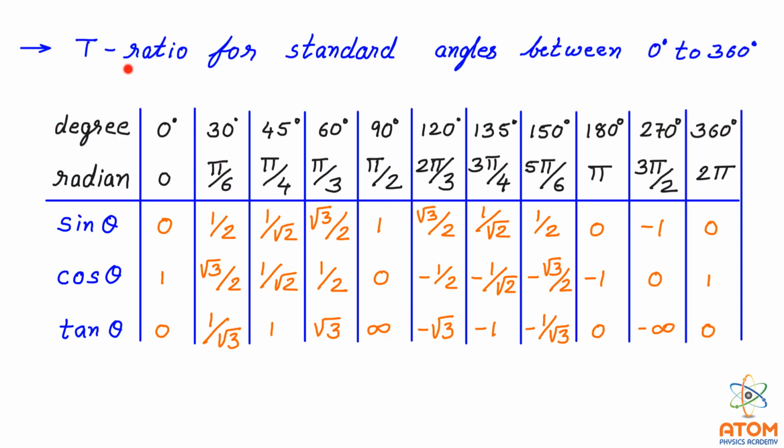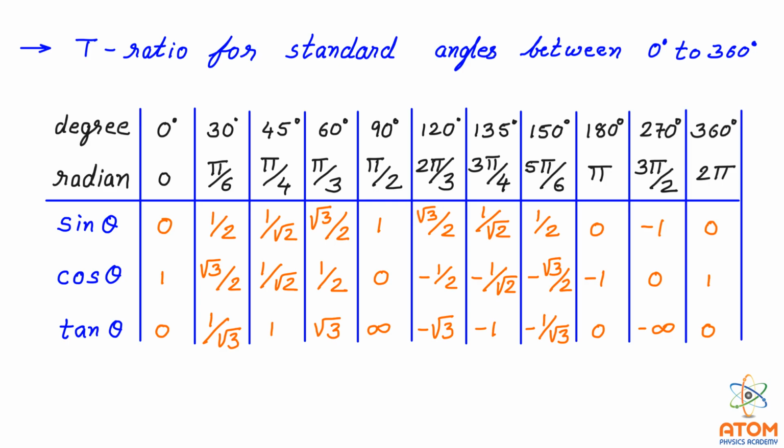Now let us see the T ratio for standard angles between 0 and 360. T ratio is a short abbreviation for trigonometric ratio. That means it is about the values of sin theta, cos theta and tan theta functions. So here are the sin theta, cos theta and tan theta functions. Here is the angle in degrees. These are all standard angles in degrees, and here are all the angles in radians, you can see.